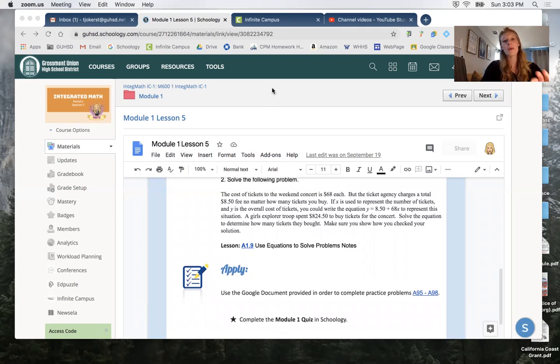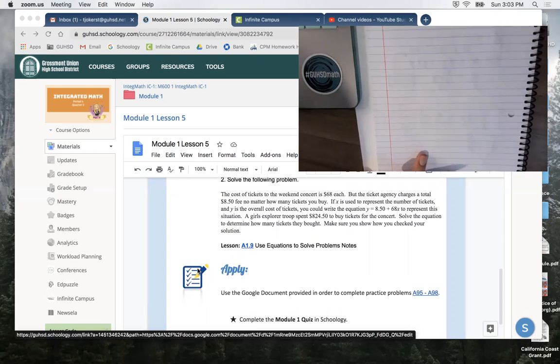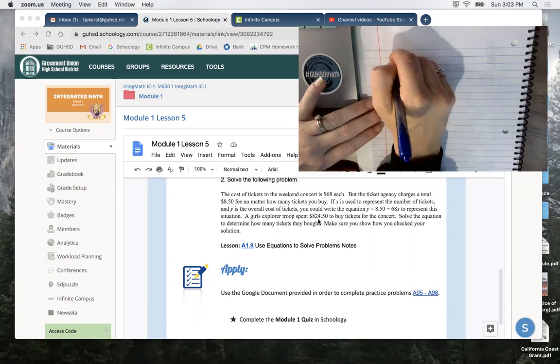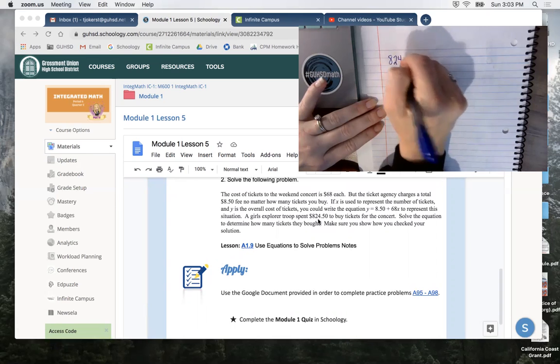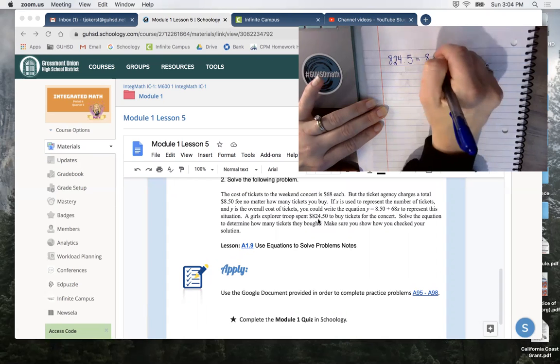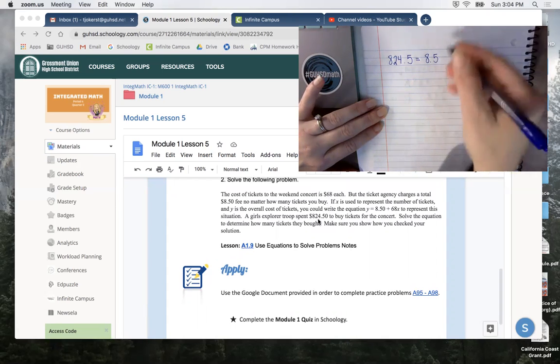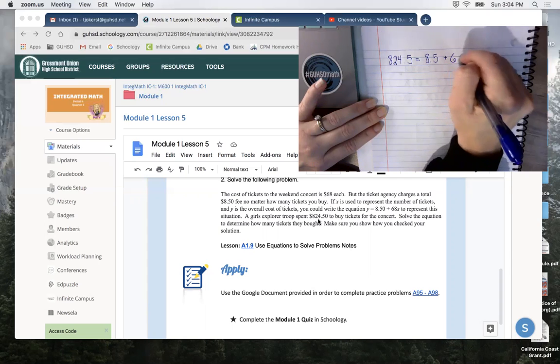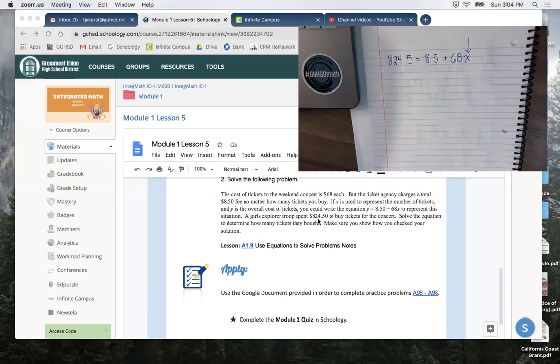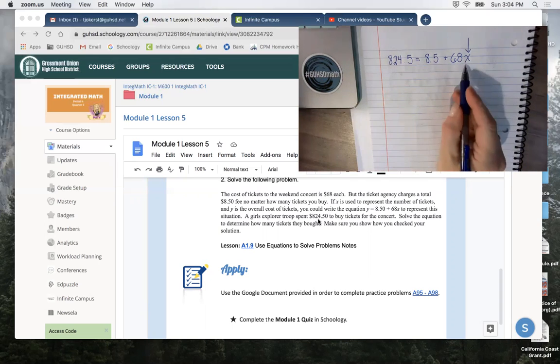Okay, so I'm going to flip my camera over so that you guys can see my document camera and a little bit of my work and thinking on this one. To set this up, this is our Y, the 824.50. That is our dollar amount, right? So I have 824.50 is equal to 8.50. I can add the zeros if I want, but I don't have to. And then plus the $68 per ticket that we pay for this. Again, my goal here is to solve for X. Figure out how many tickets I bought.